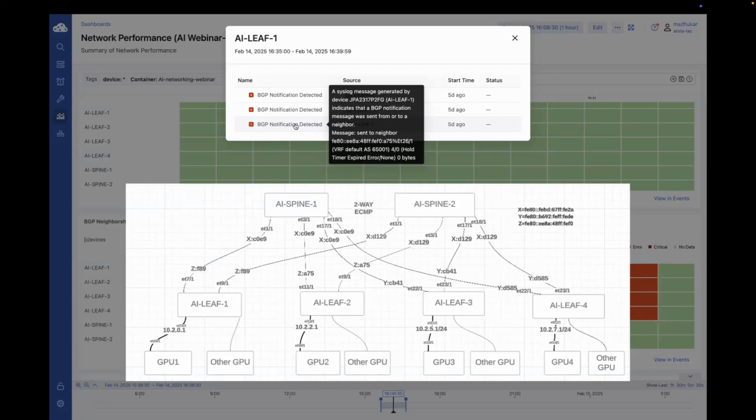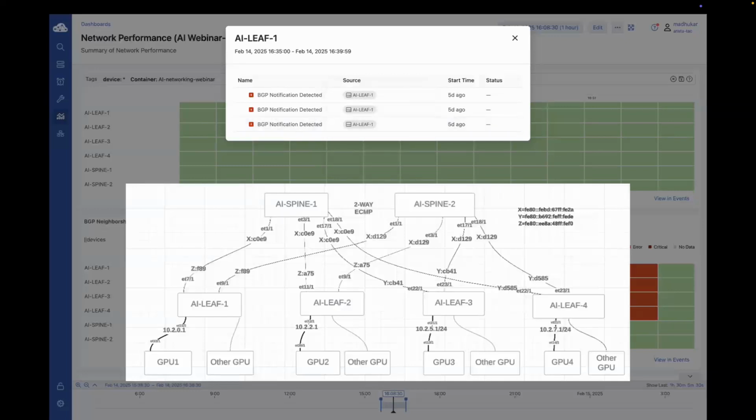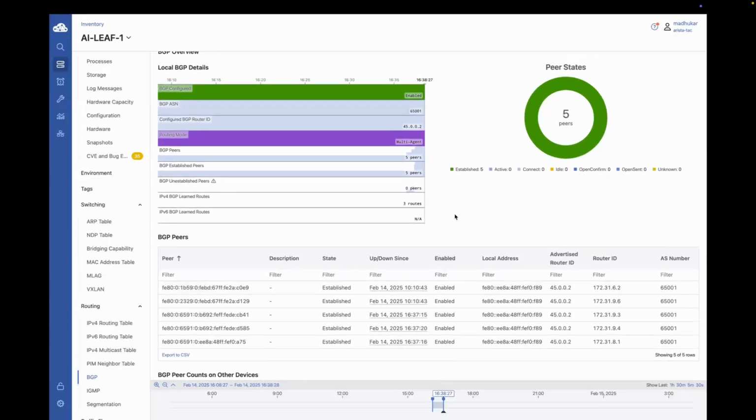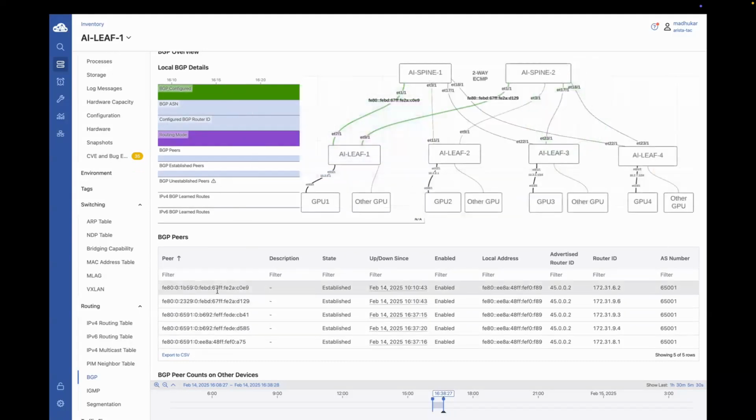But to investigate it further, let's take a look at the BGP table on CloudVision and see what all BGP peerships were being formed on the AI leaf 1 during the time of the issue. Since we had looked at the AI Leaf 1 for the sample events, we're going to continue looking at BGP peerships for the AI Leaf 1 and confirm what was happening during the time of the issue. As we can see here, during the time of the issue, the AI Leaf 1 was forming 5 BGP peerships. Let's take a look at what these peerships are.